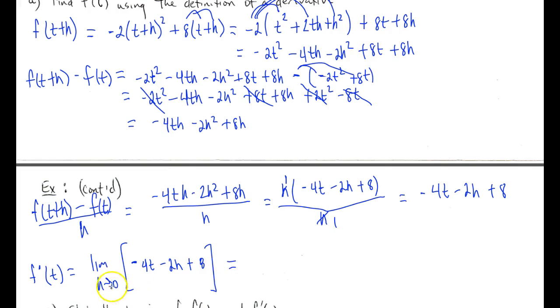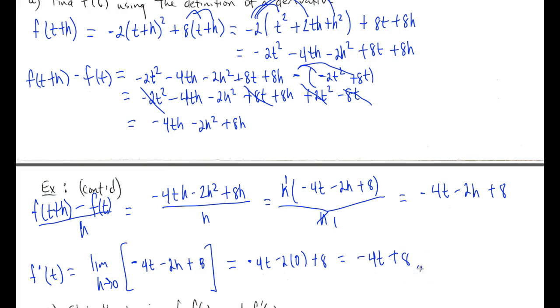And of course, to the limit operator, h is the variable. And of course, this looks like a polynomial, a polynomial of degree 1 to be exact. So in looking at it that way, we will just evaluate this expression at 0. And we see we just get negative 4t plus 8.